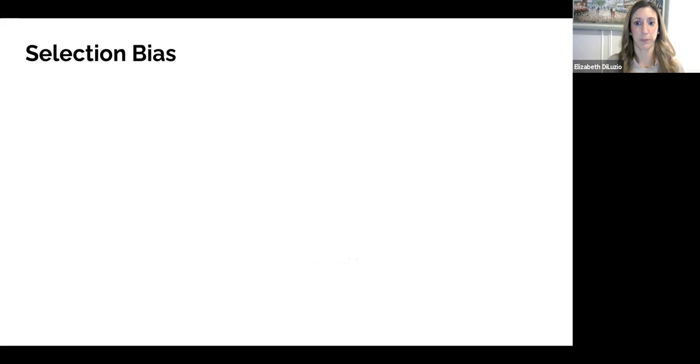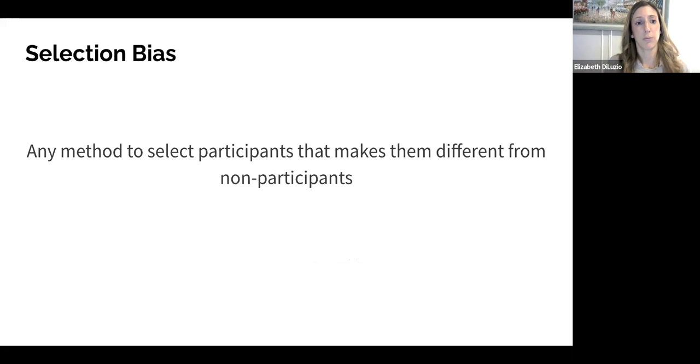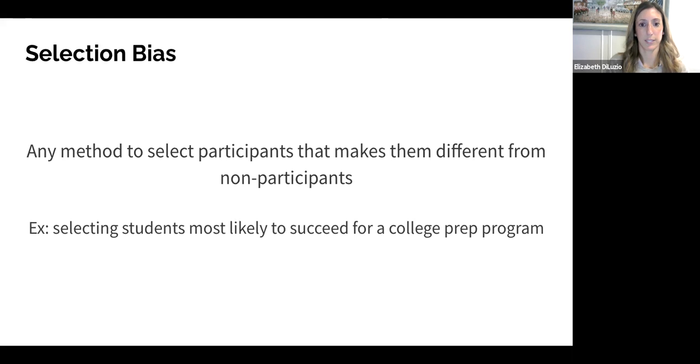But starting with sampling factors, there's selection bias. That's any method to select participants that makes them different from non-participants. Trying to think of a good example of that.